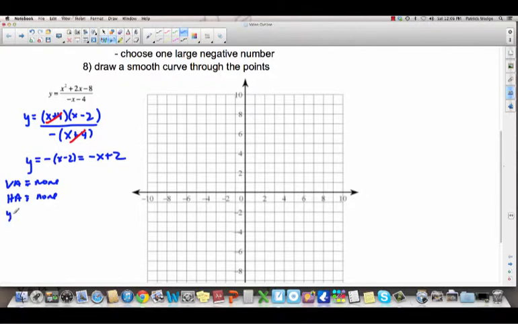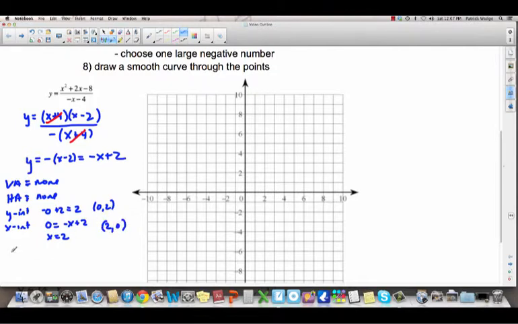Y-intercept. To get the y-intercept, we set x equal to 0. So we get -0 plus 2, which is 2. Our y-intercept is at 0, 2. Our x-intercept. To get the x-intercept, we set the whole thing equal to 0. So we get 0 equals -x plus 2. Let's move the x over. You get x equals 2. So our x-intercept is 2, 0.